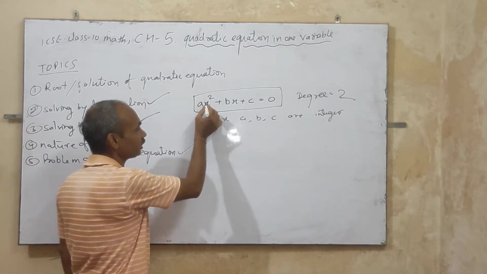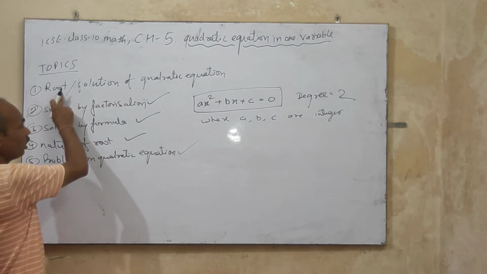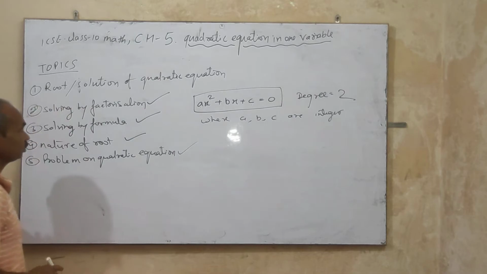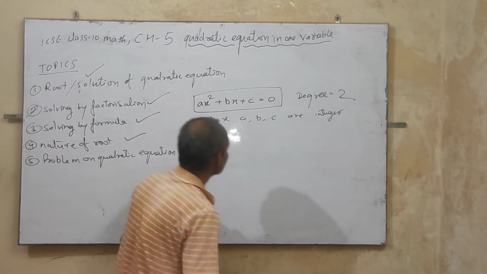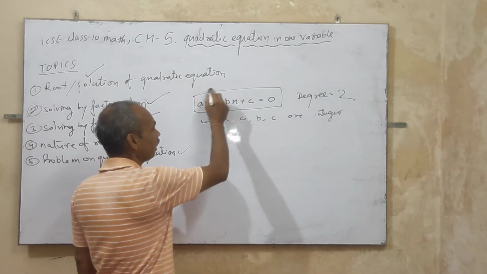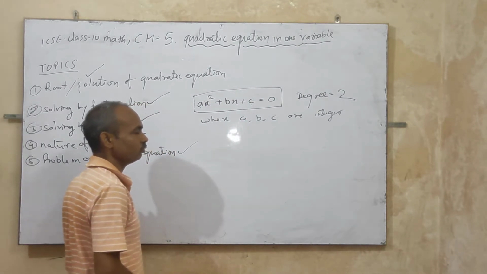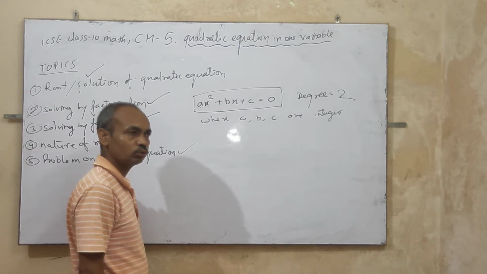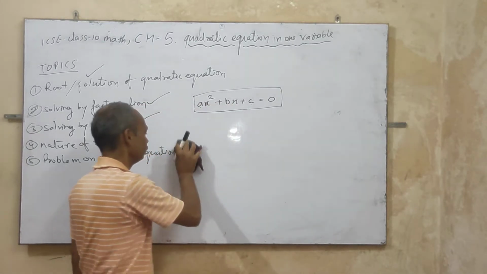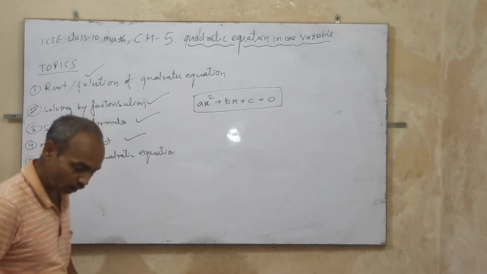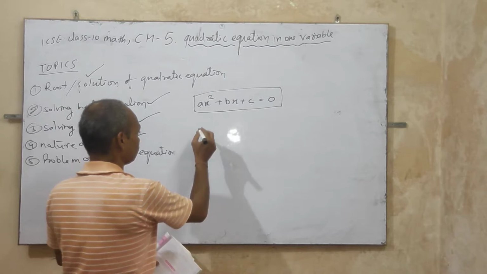The value of x is known as the root or solution of the quadratic equation. This is the first topic, root of an equation. The value which satisfies the equation after putting the value of x is known as the root or solution of the quadratic equation. Taking an example, we will discuss it. So root 2 and minus 2 root 2 are the solutions of a quadratic equation.